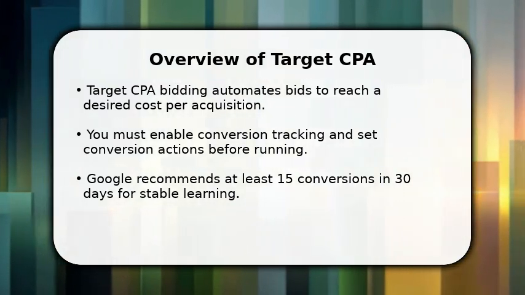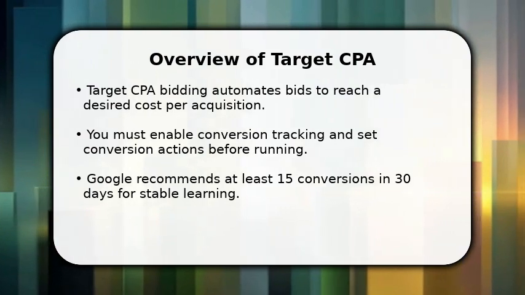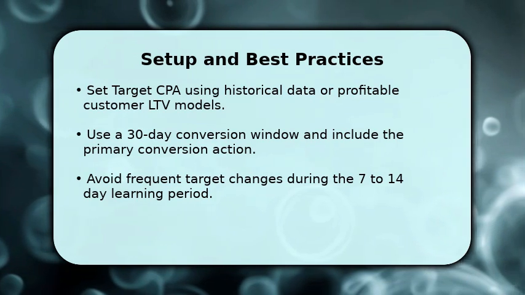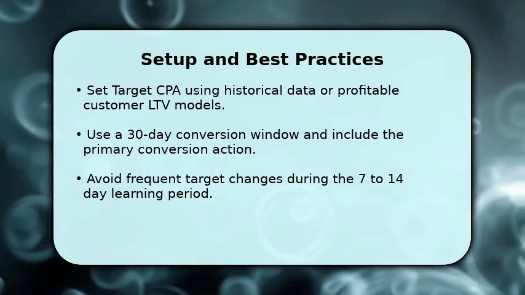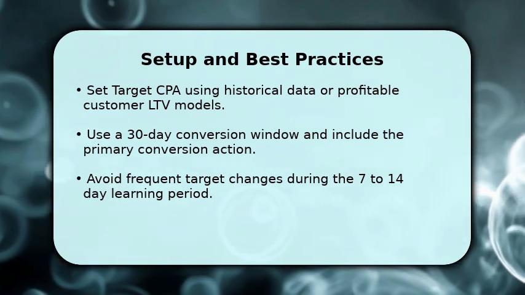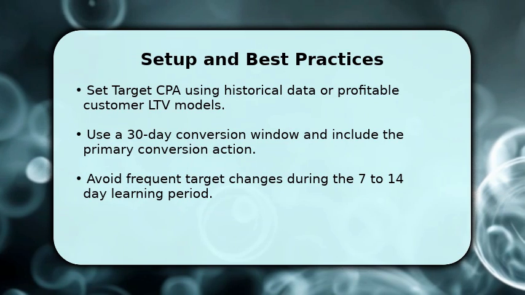Start by choosing a clear primary conversion action for bidding optimization. Set target CPA using recent historical cost per conversion or customer lifetime value. Use a 30-day conversion window to capture delayed purchases and more complete data.